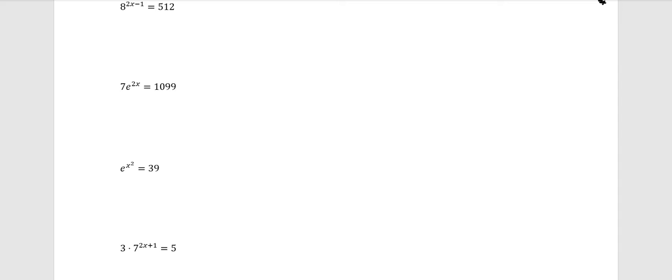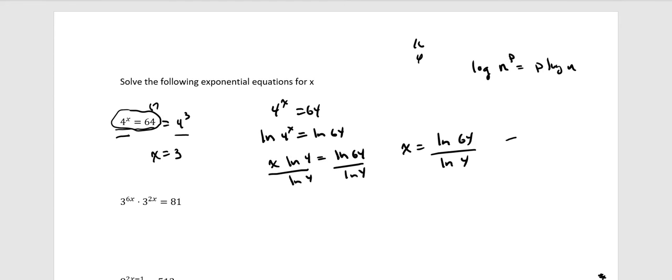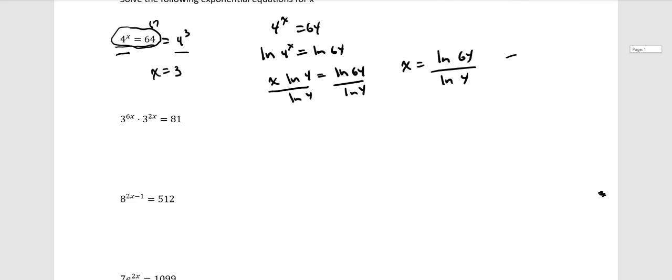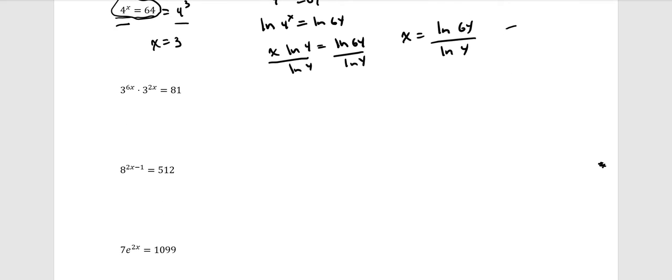So this next one here: 3 to the 6x times 3 to the 2x equals 81. Again, this one smells like the cutesy method might work. If we combine these together, this would equal 3 to the 8x, because remember, when you're multiplying, you add the powers.